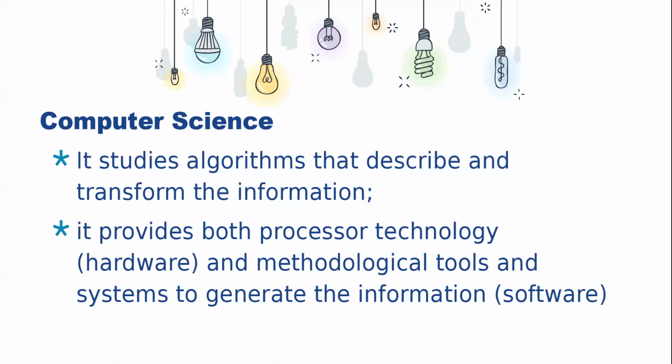The first discipline is computer science. It studies the algorithms that describe and transform the information. It is basically about the hardware and software which is used for generating and storing the geospatial information.